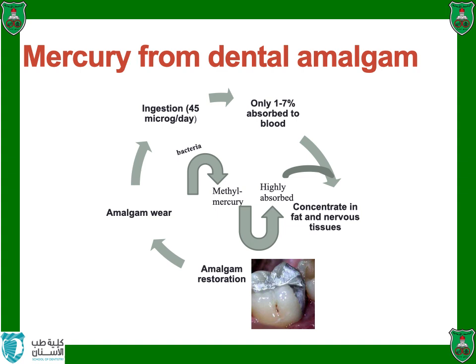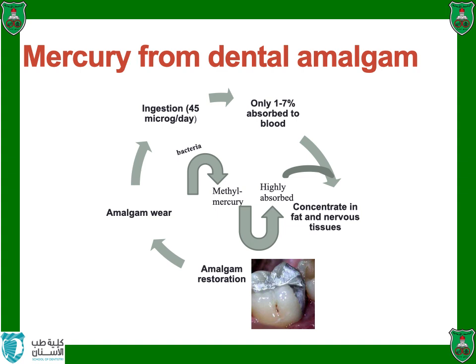فالطريقة الثانية من دخول الزئبق للجسم من الحشوات، يكون في عندك حشوة فضة نتيجة استعمالها والأكل عليها، رح يصير جزء منها يتحت. هذا الجزء اللي بيصير فيه حت رح يدخل إلى المعدة والأمعاء. أثناء دخوله رح تقريبا 1-7% منه فقط رح يمتصه الجسم للدم، وبالتالي بتركز في الخلايا الدهنية أو الخلايا العصبية.